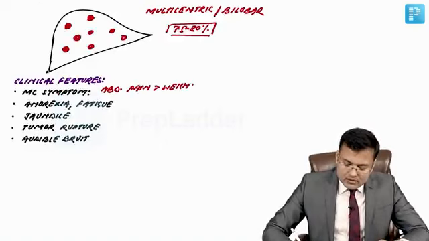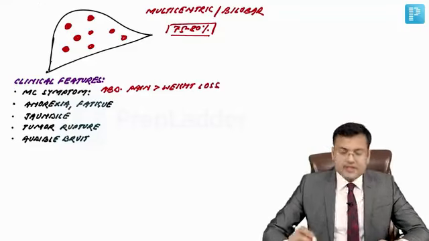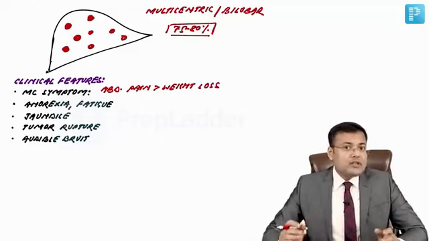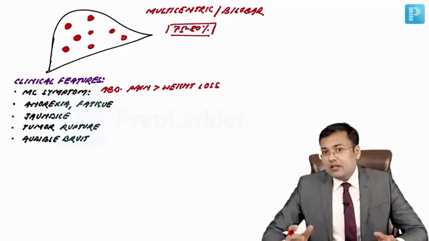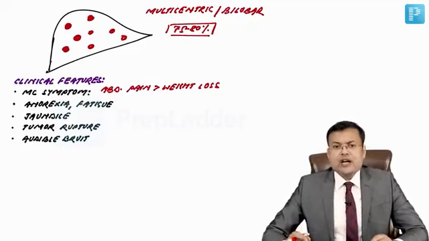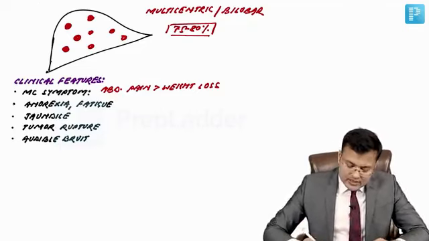Weight loss. Okay. What is the definition of significant weight loss? Whenever more than 5% weight loss occurs in 1 month, or more than 10% weight loss occurs in 6 months, or more than 20% weight loss occurs in 1 year. That is significant weight loss.